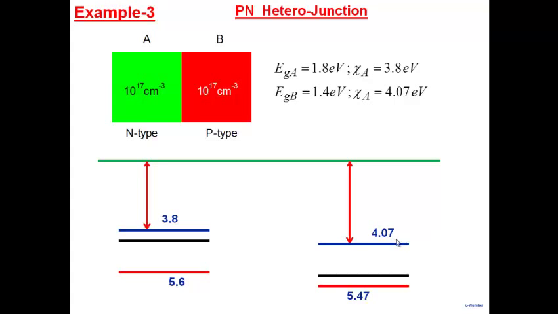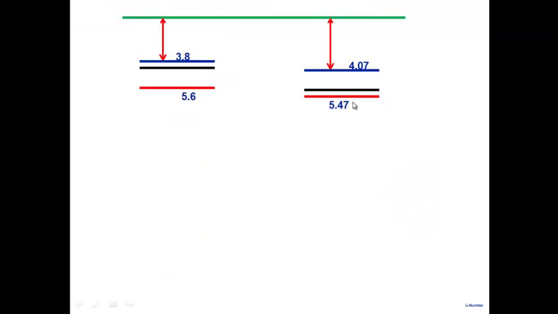The next thing is we note that what will happen is EF is higher here and lower here. Electrons are going to flow from here to here. And what will happen is then this will get positively charged and so this will start moving down. Which means the vacuum level here will start moving down as compared to the vacuum level here. Okay. All right.